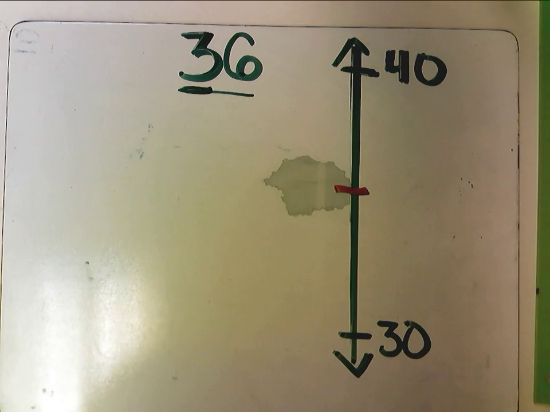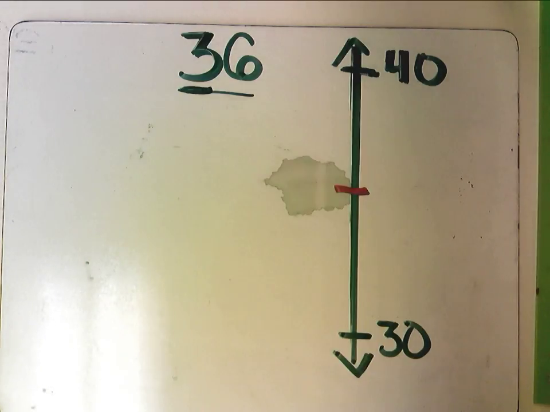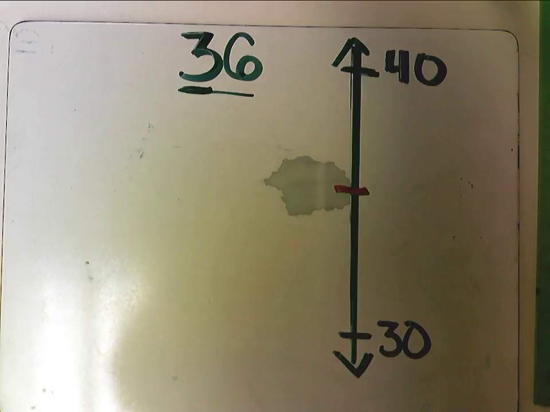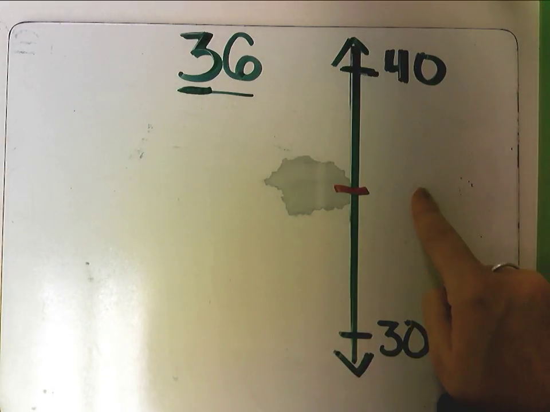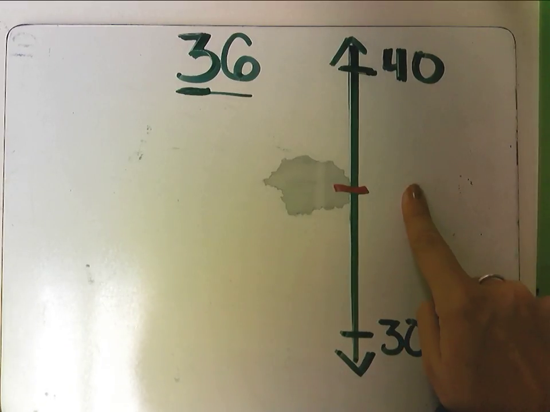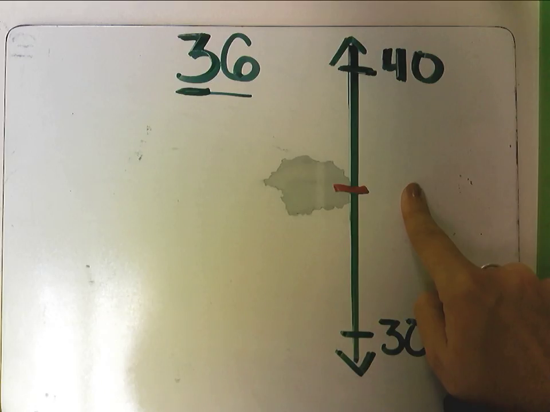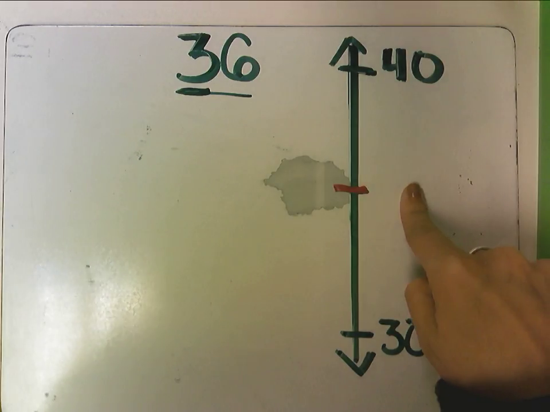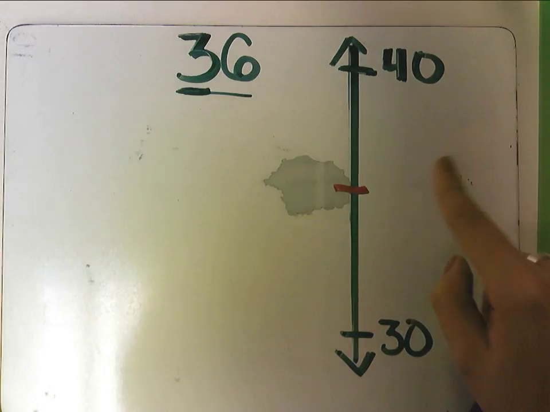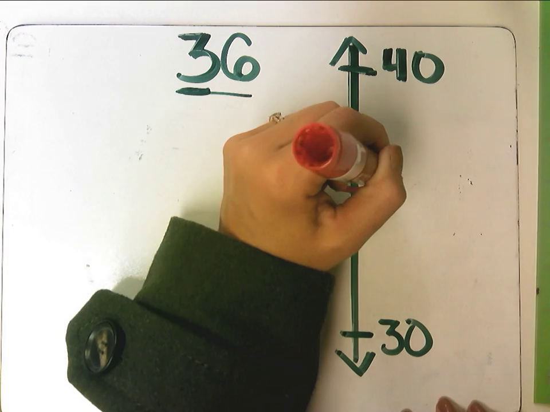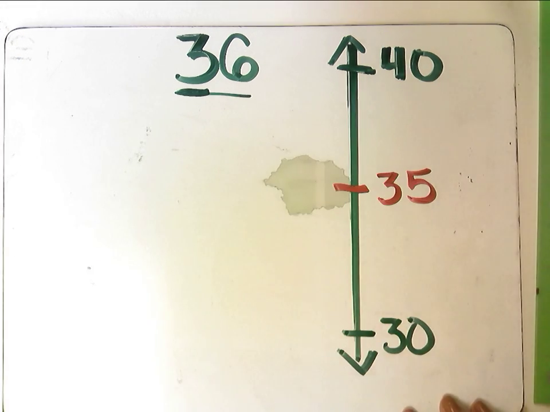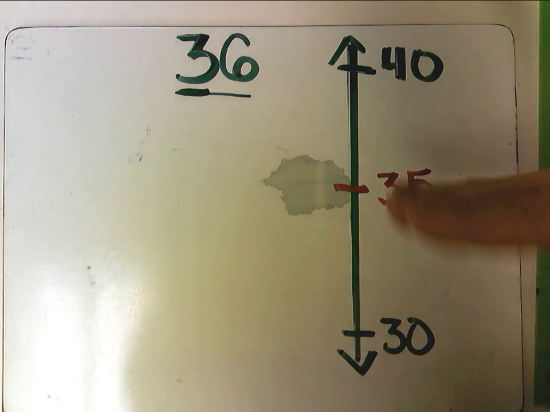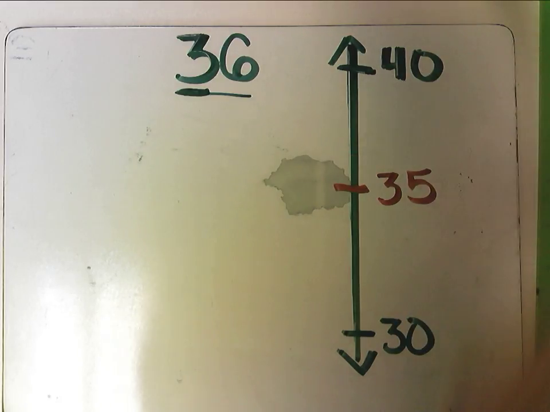Just like we did on our last number line, we are thinking which number is halfway in between 30 and 40. I'm going to give you a second to write down that number here. Which number on our number line would be right in the middle or halfway between 30 and 40? Okay, if you wrote down the number 35, you are correct. 35 is halfway between 30 and 40.